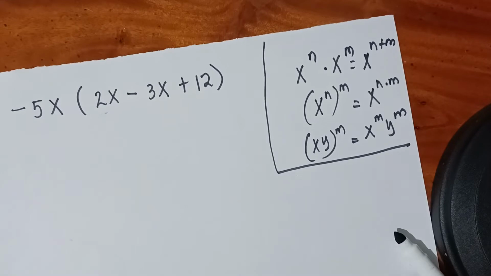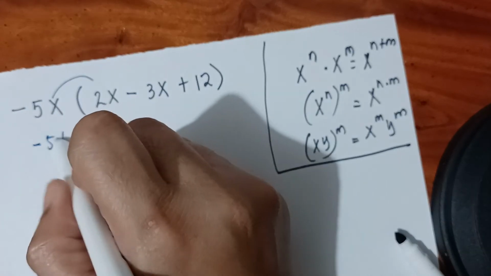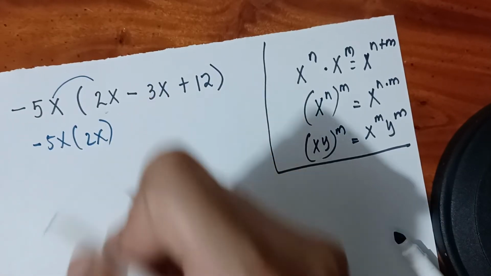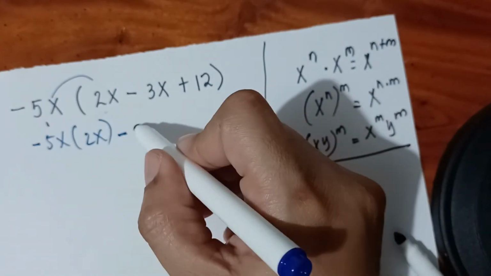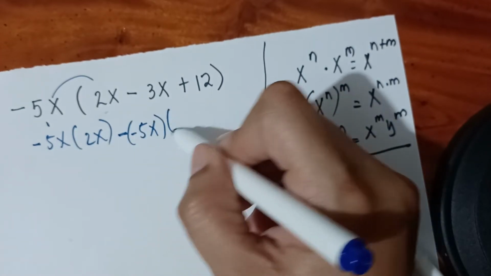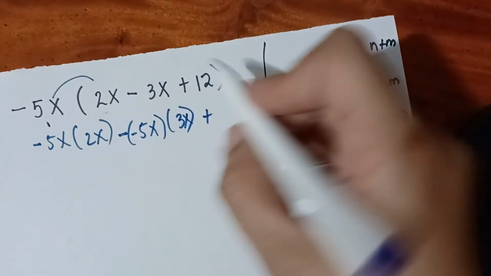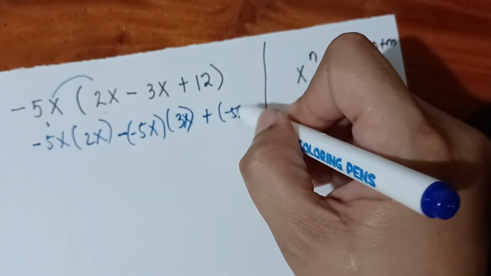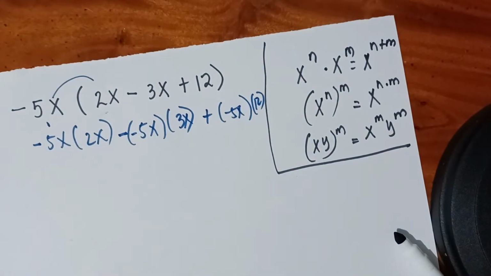Okay, so doing that, we're going to multiply negative 5x times 2x, minus negative 5x times 3x, plus negative 5x times 12. Okay, and then, now we're ready to multiply.